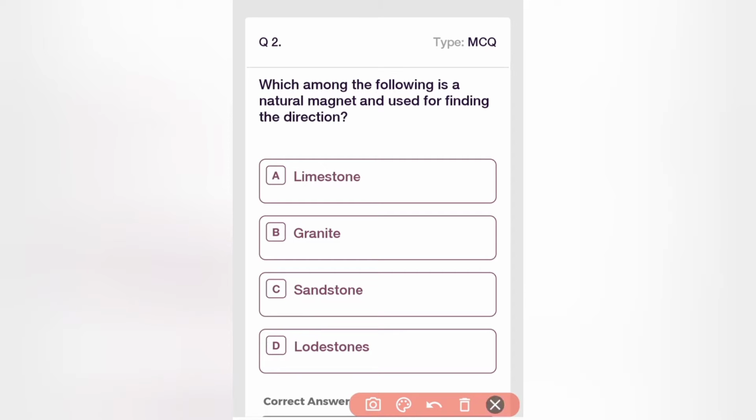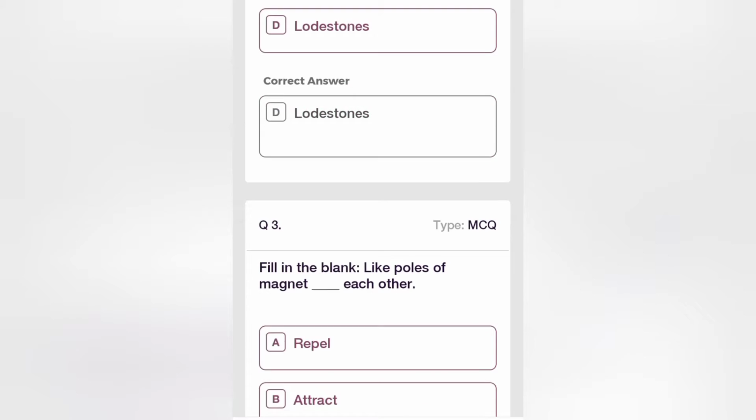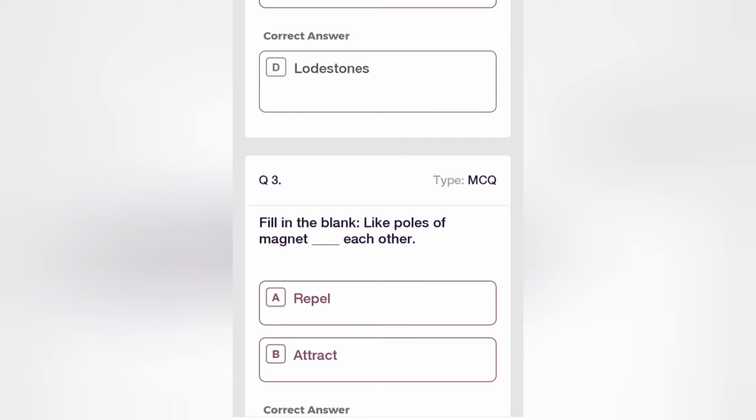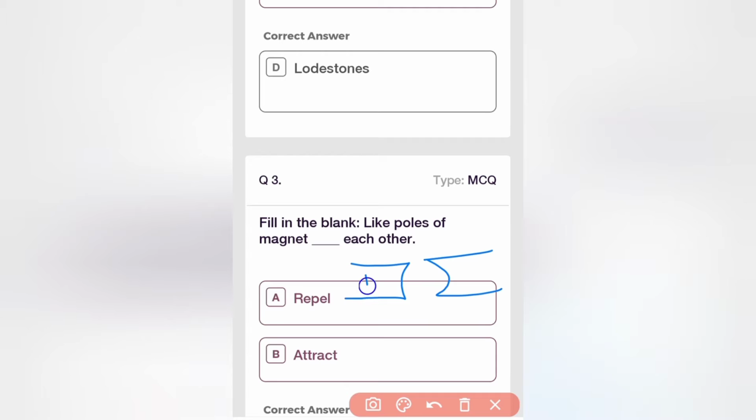Fine. Next, option C. Like poles of a magnet dash each other. See, if we have like poles, that means north and north or south and south. So they will repel each other. Okay, they will repel each other. So the option is the correct answer.